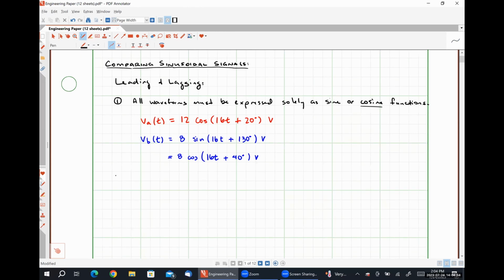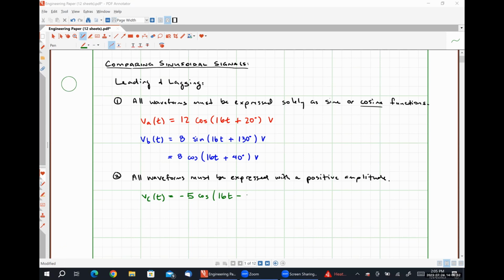The second criterion for us to compare our sinusoids to each other is that all waveforms must be expressed with a positive amplitude. So let's say, for example, that we have a third waveform of interest, VC of t, and VC of t is given as -5 cosine 16t minus, let's say, 90 degrees volts.